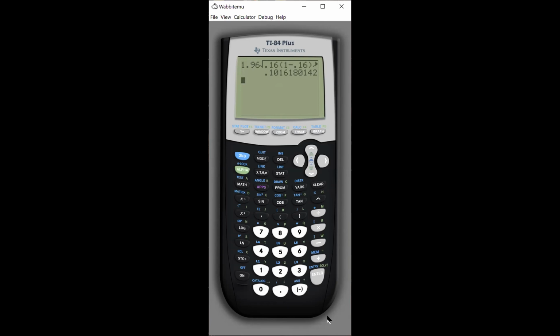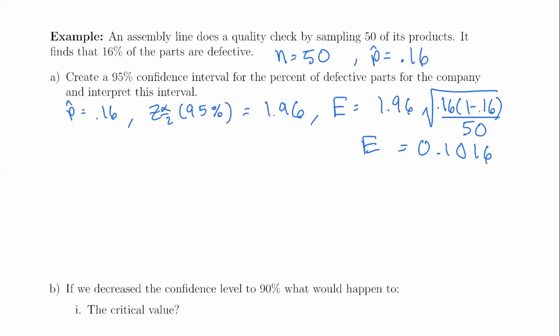So what we're going to do is go back to the lecture notes. All right, so if you look at the lecture notes, I got my E, which is 0.1016. Now I'm going to do my point estimate. I'm going to add and subtract my margin of error. So we'll say 0.16 plus or minus 0.1016. I'm going to do that in my calculator. So you go 0.16 minus 0.1016.